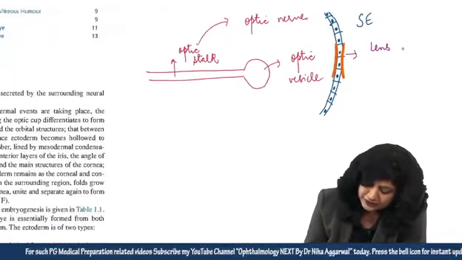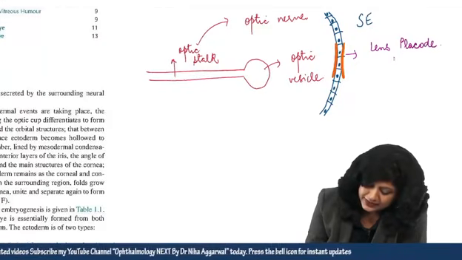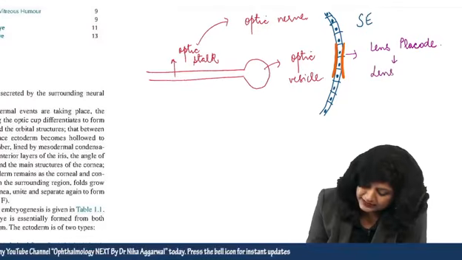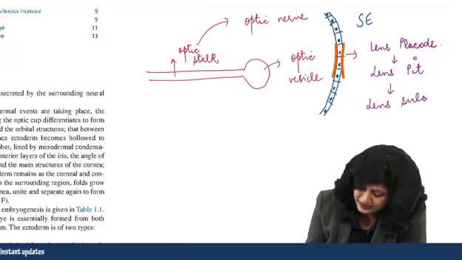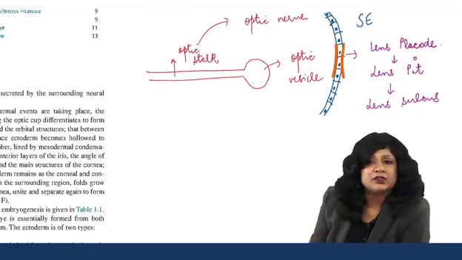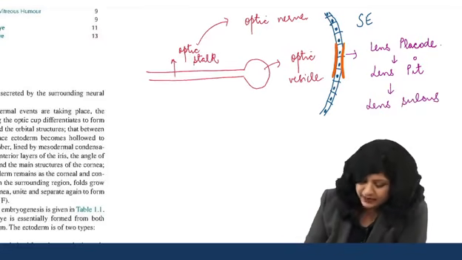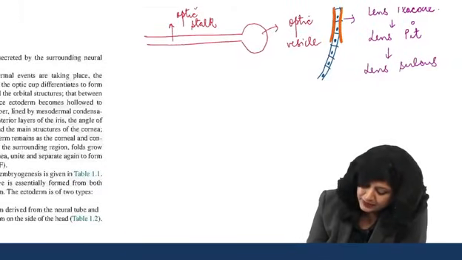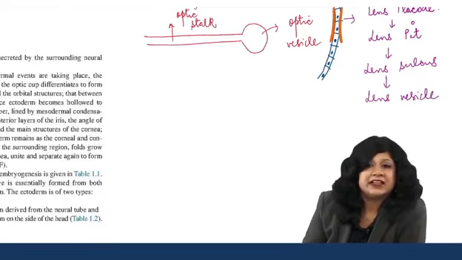First we have the lens placode, that is your lens thickening. Then we have the lens pit, right? Then we have the lens sulcus. Usually we do not tell the sulcus in the lens, but it can be there. And then we have the lens vesicle.